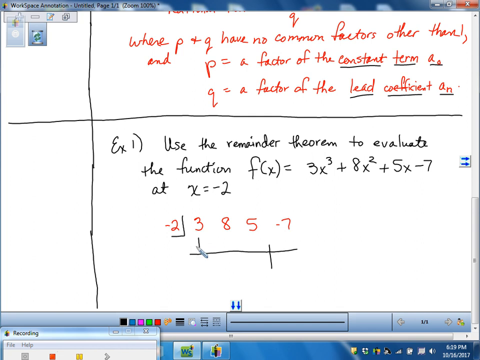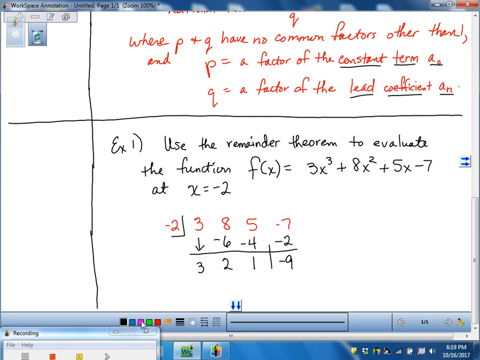Bring down the first term. 3 times negative 2, we get negative 6. Add those two terms together, we get 2. 2 times negative 2 is negative 4. Add those two together, we get 1. 1 times negative 2 is negative 2. Add those two together, we get negative 9.